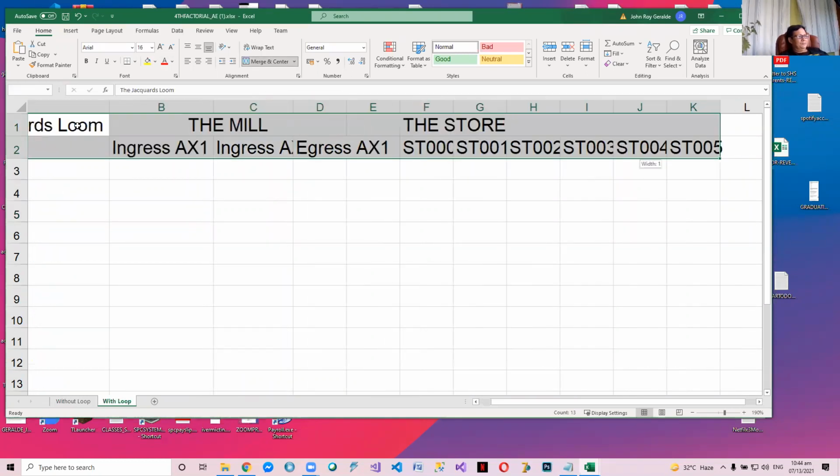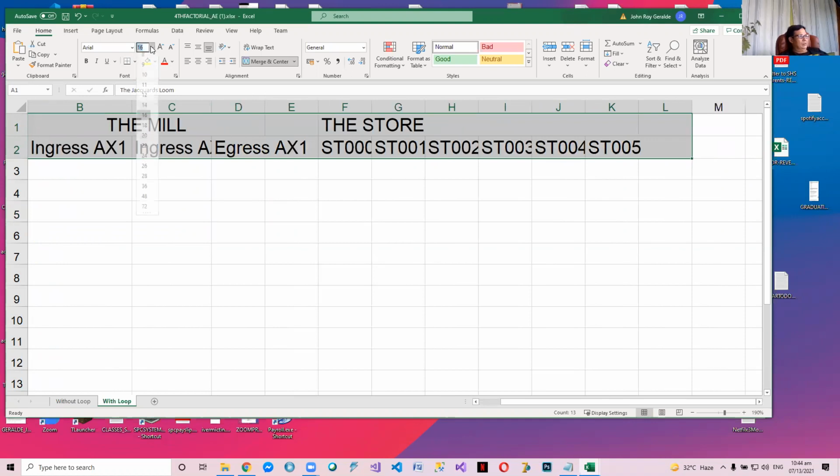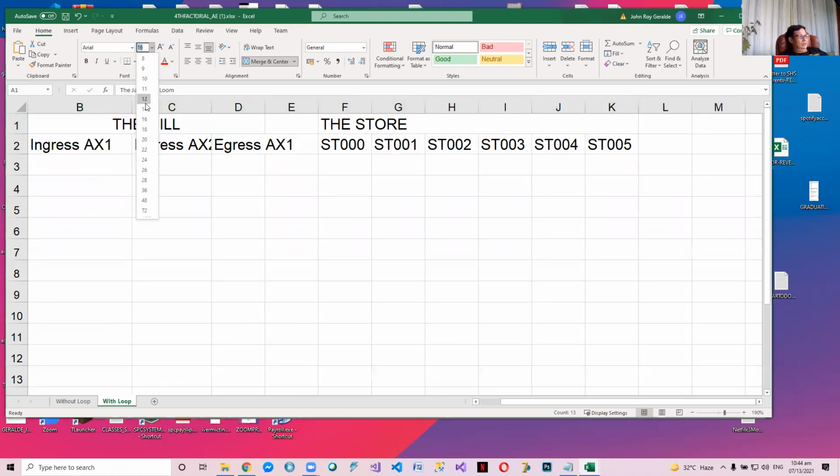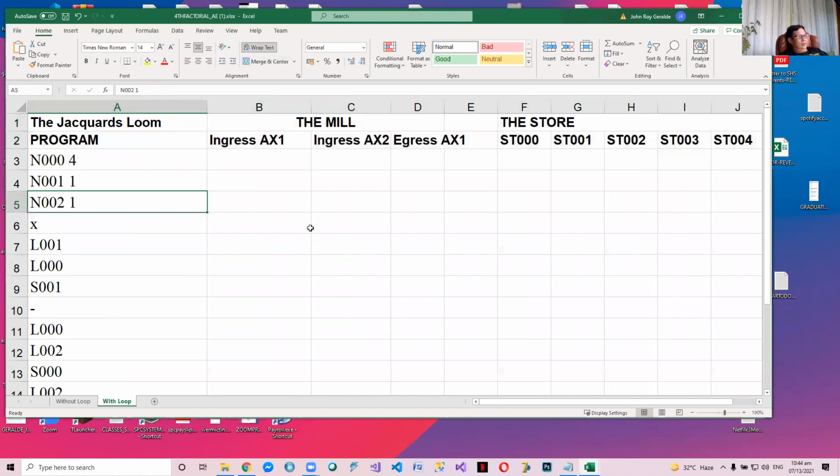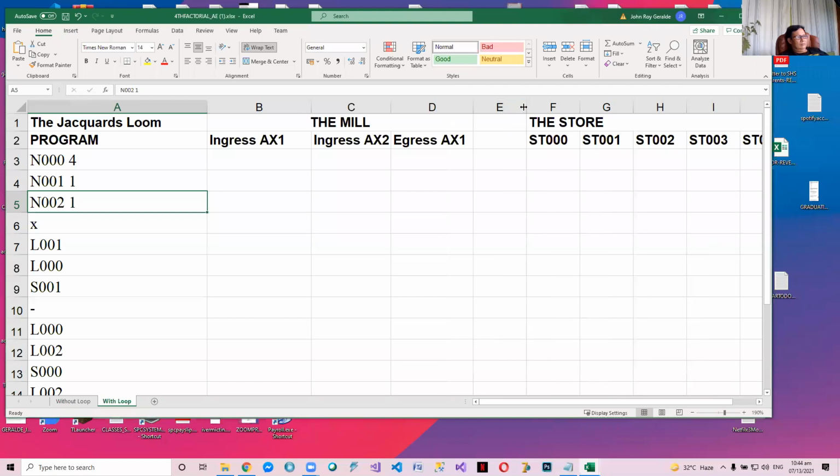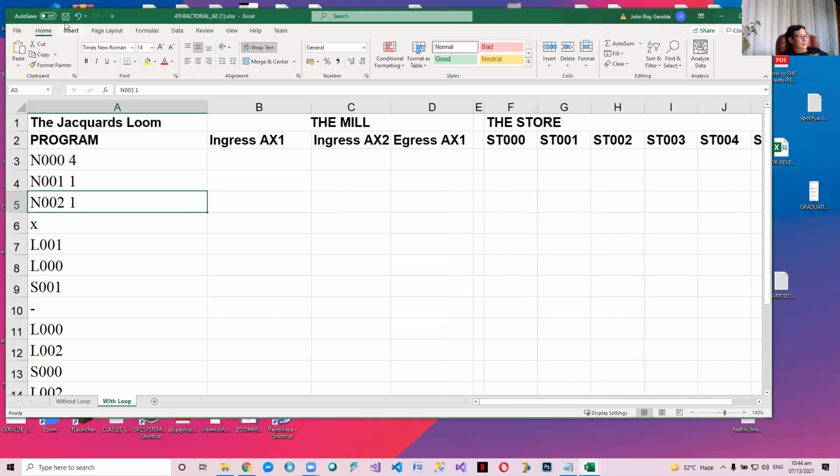Pangit, no? Pero malaki, we'll just change this to bold. Okay? So, halos pareho lang ito, no? So, when we say this will have 4, okay? And then, zeros, this will have 1, and this will have 2. So, times L001, so this will become 1.